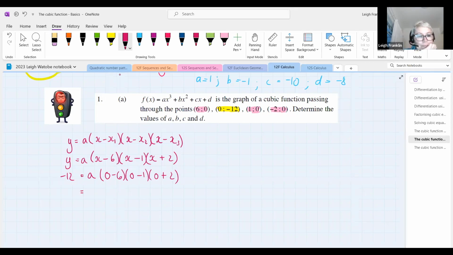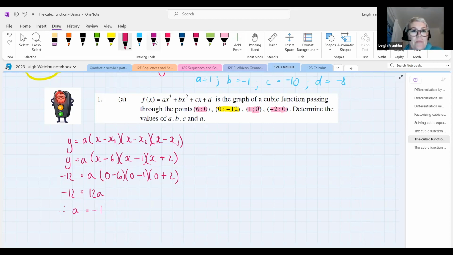And then I said negative 12 equals 12a. Okay. So lovely. That's perfect. Equals 12a. Well done. Because you got negative 6 times negative 1, which is positive 6, and positive 6 times positive 2 is 12. Beautiful. So your value for a was? Negative 1. Oh, that's stunning. Well done. Perfect. And now, what did you do with your negative 1?